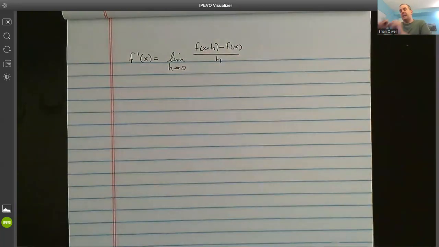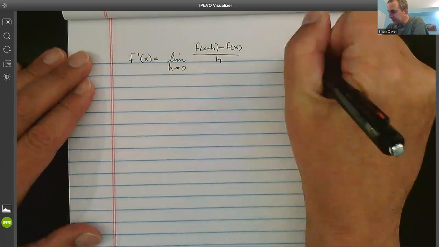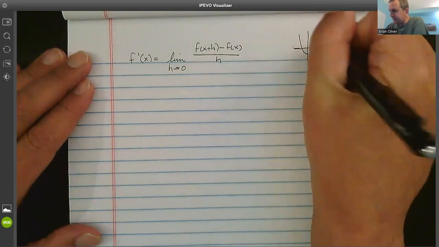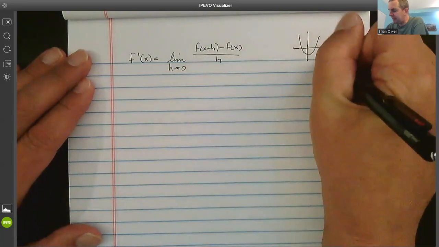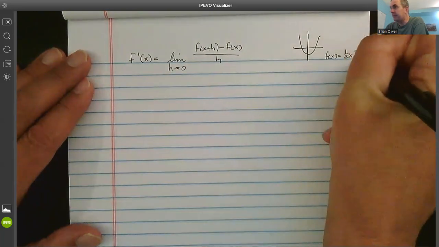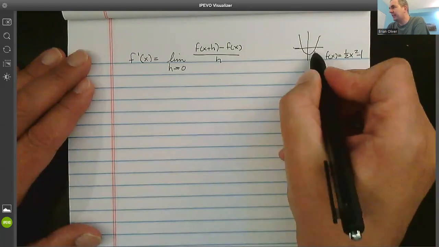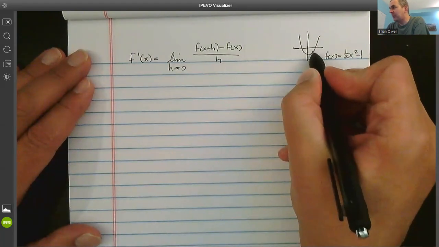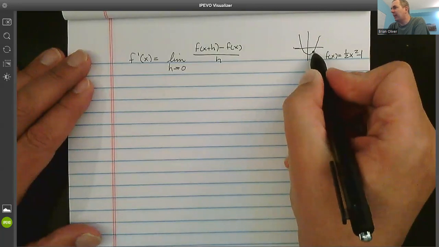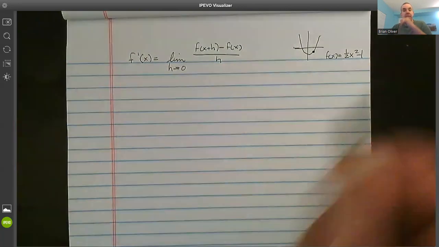Imagine we have ourselves a parabola, and let's say that parabola is f of x equals 1/2 x squared minus 1. We're going to look at any point on this curve, and let's say this is our point x. We're going to see what happens to the curve as we move very slightly up or very slightly down, either way you want to think about it.